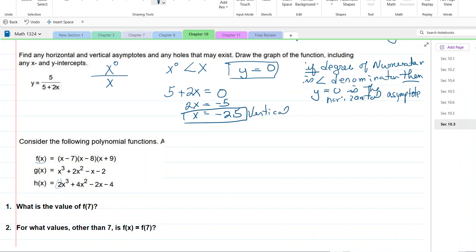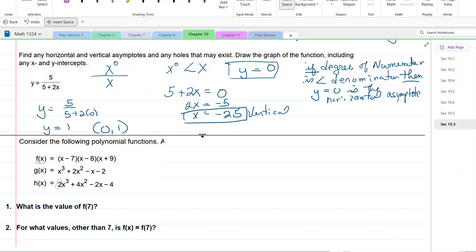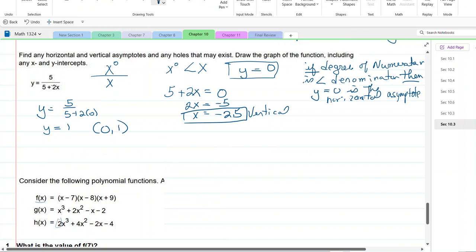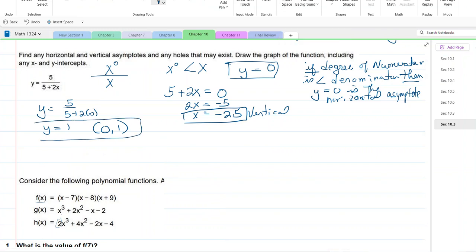All right, if I have x equals 0, my y-intercept is 5 over 5 plus 2 times 0. So I get y equals 1 as my y-intercept. And then let's see if I have an x-intercept. Well, I can't, because then it'd be undefined. So I only have a y-intercept.